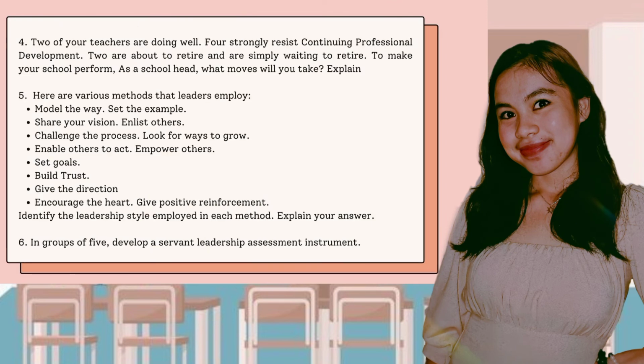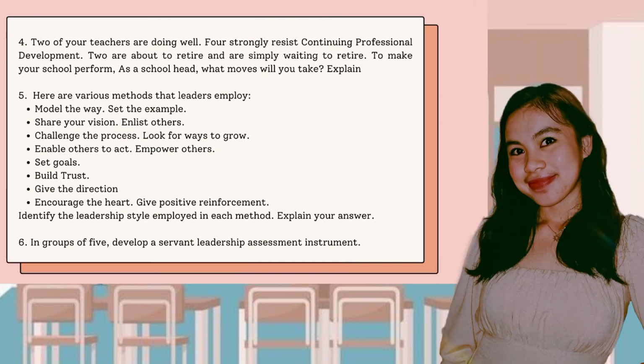Number 4. 2 of your teachers are doing well. 4 strongly resist continuing professional development. 2 are about to retire and are simply waiting to retire. To make your school perform, as a school head, what moves will you take?